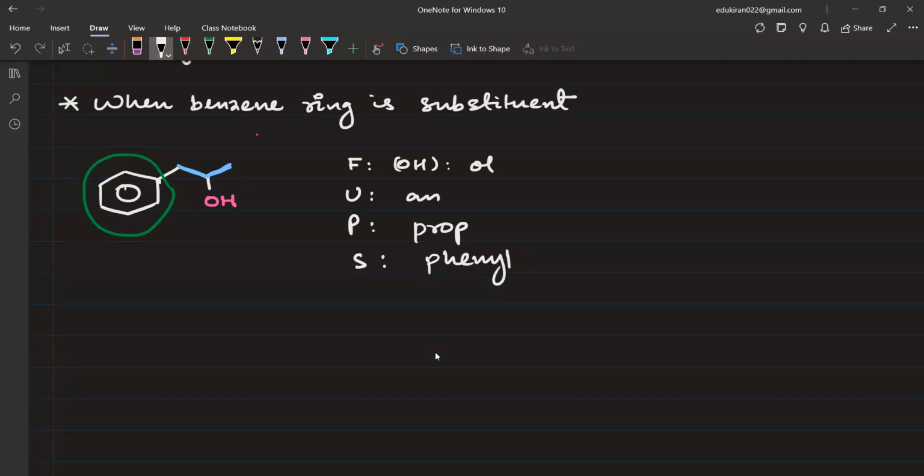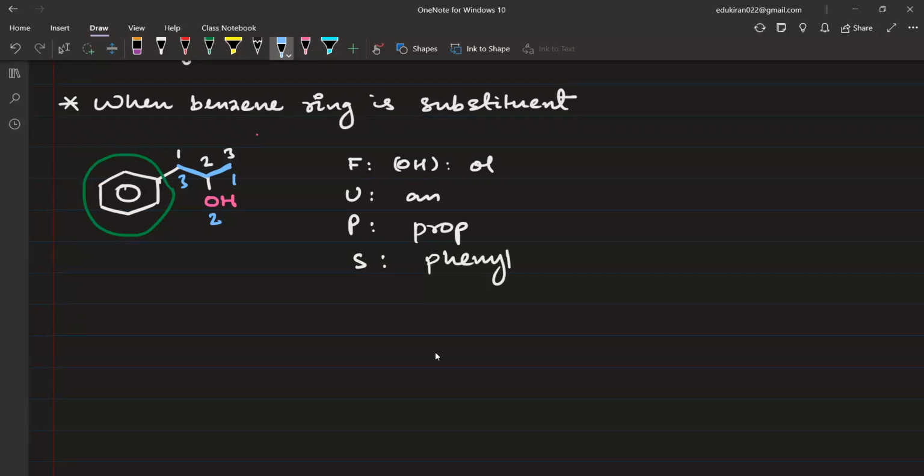Now let's do the numbering. What will we do for numbering? We start from here: 1, 2, 3. The other way of numbering could be 1, OH at 2, and 3. So I can see the functional group is getting the second position in both numbering cases. Either it is blue or white, the functional group cannot decide the numbering because it is getting the same second number in both cases. So what is going to decide? Phenyl is going to decide.